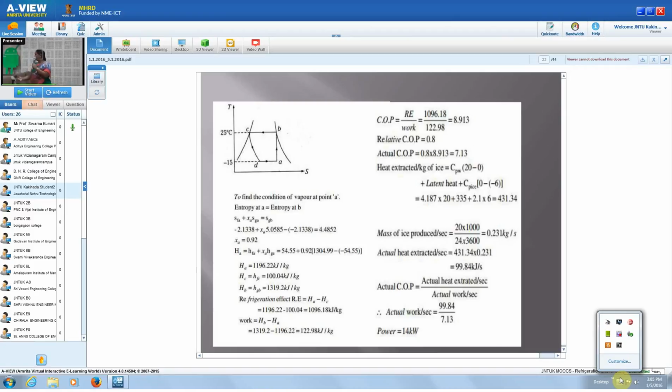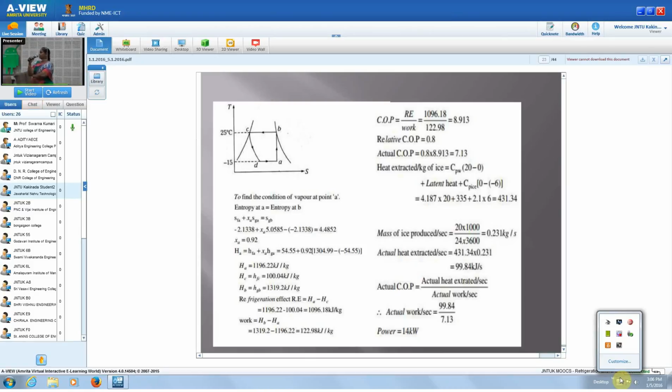So with this you can find out the coefficient of performance, that is the ratio of the refrigeration effect to the work input. So that value is 8.913. And here it is given that the actual COP is 80% of the COP. Because the relative COP is given as 0.8, find out the actual COP, which is 7.13. So our main aim is to find out the work input. So actual COP is 7.13.